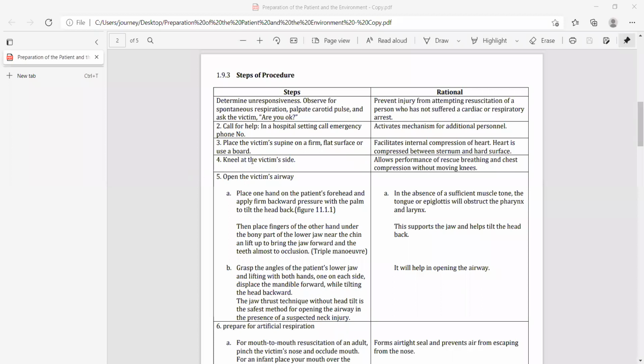Okay. And then kneel at the victim's side, because the victim will be unconscious now. So you have to kneel down at the victim's side. This kneeling down at the victim's side will allow performance of rescue breathing and chest compression without moving the knees. No need to move the knees here and there. Once you kneel down beside the victim, it will be very easy for you all to perform rescue breathing and also chest compression. So that is why kneeling down at the victim's side comes under the steps of CPR. Are you clear with the 4 points?